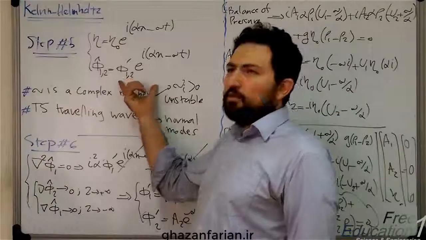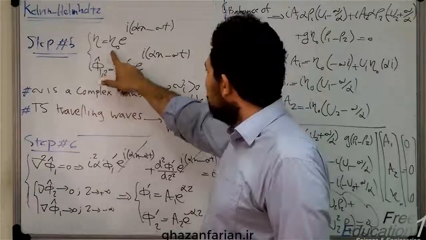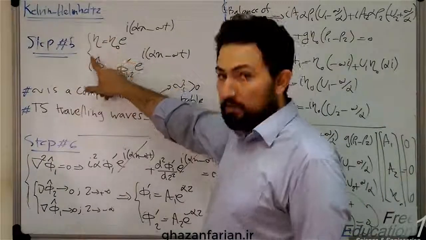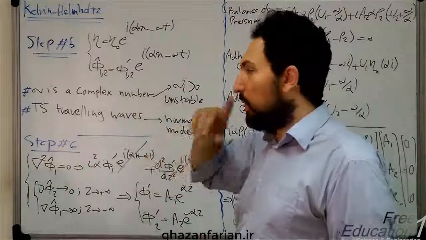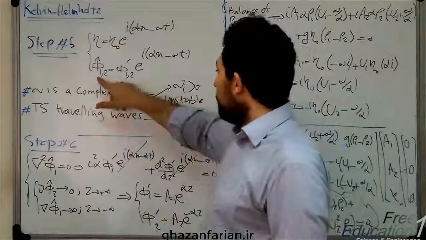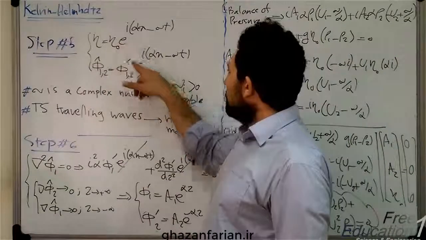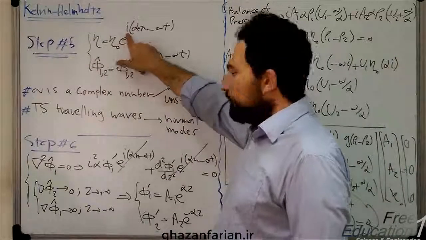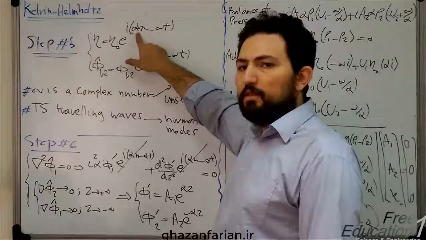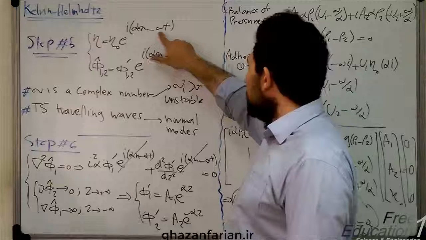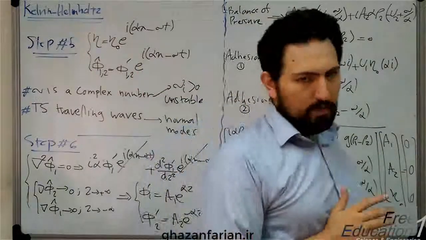These are the Tollmien-Schlichting traveling waves, and you see the amplitude of disturbance of eta is eta 0, and the amplitude of disturbances of a potential function for fluids 1 and 2 is phi prime 1 and 2, and e to the power of i, where i is the root of -1. Alpha is the wave number of the traveling wave, minus sigma is the frequency of the traveling wave.